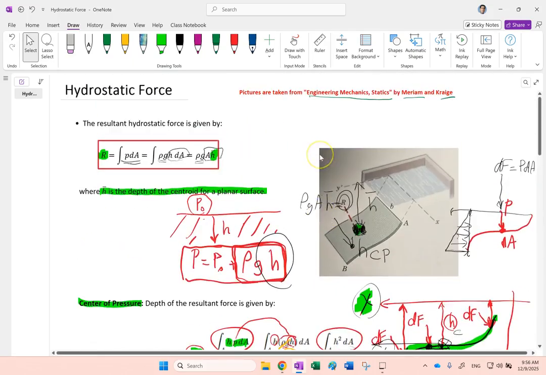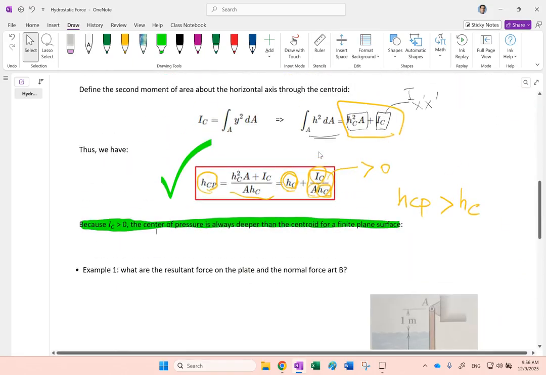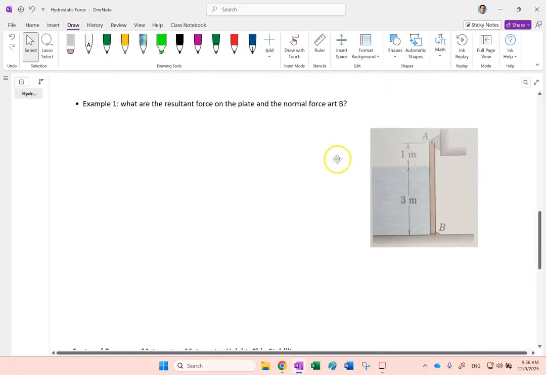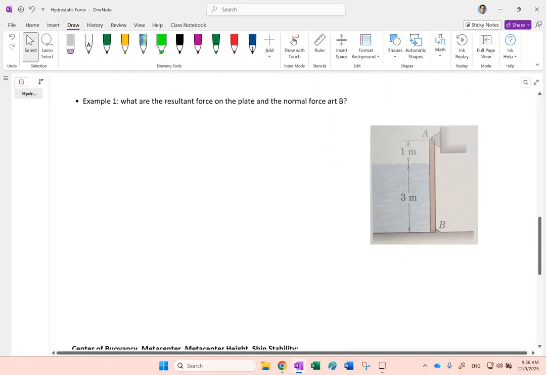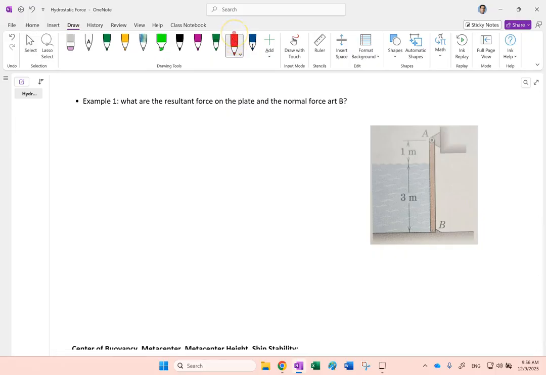Okay, so this is the resultant force, and this is the location of that. So let's look at some examples here. First example, here we have a vertical gate. There is a lot of water behind it with a depth of 3 meters. And here, to keep it from swinging back, we have this small support at B, right? And this is going to apply a normal force in this direction. So this guy is not going to swing back and open up. Okay, so we are keeping the water behind this vertical plate.